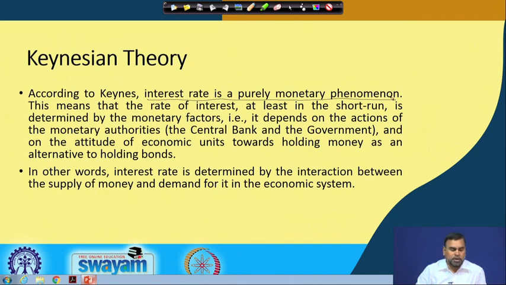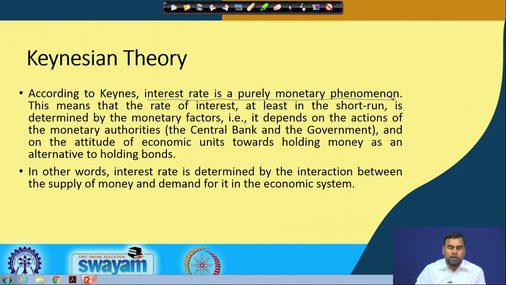That means it depends upon the actions of monetary authorities, that is the central bank or the government, and the attitude of economic units towards holding money as an alternative to holding the bonds. If you remember, the Keynesian theory believes in the concept of short run. You might have heard the famous line Keynes used to say: in the long run we are all dead. So, in this context, the theory of determination given by Keynes is also in that line, which tells that interest rate is determined by monetary factors.